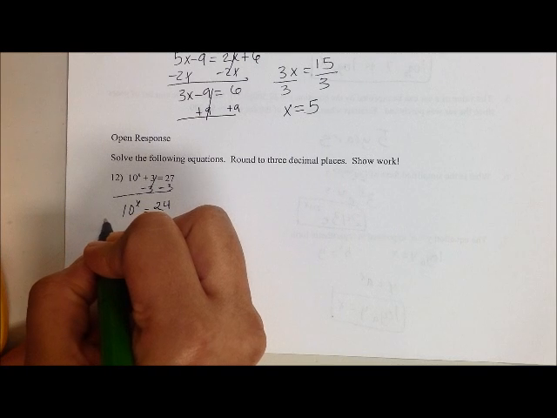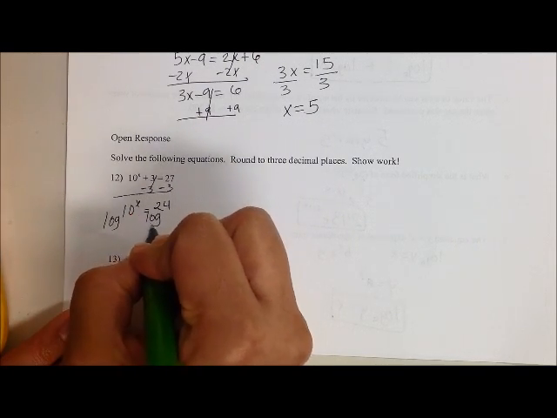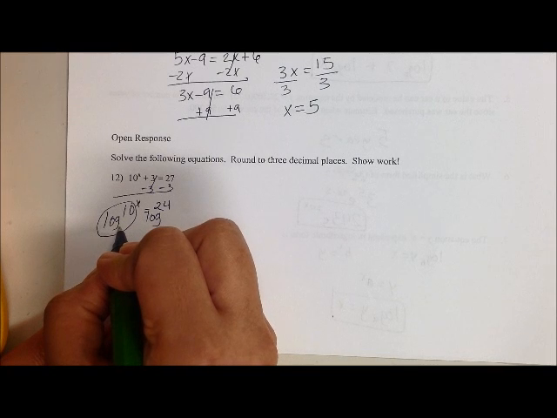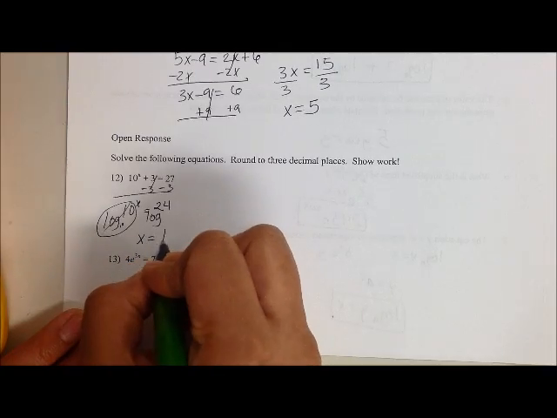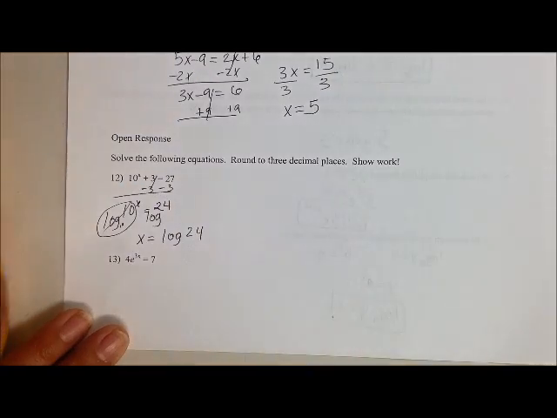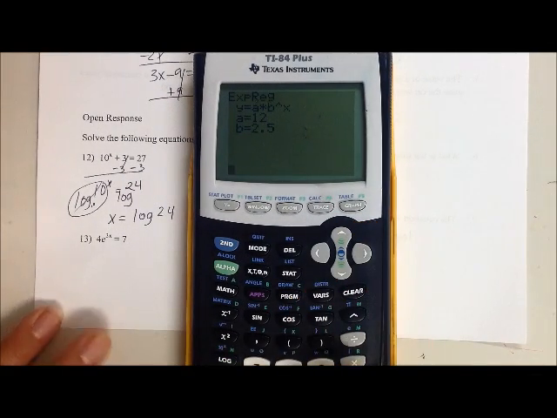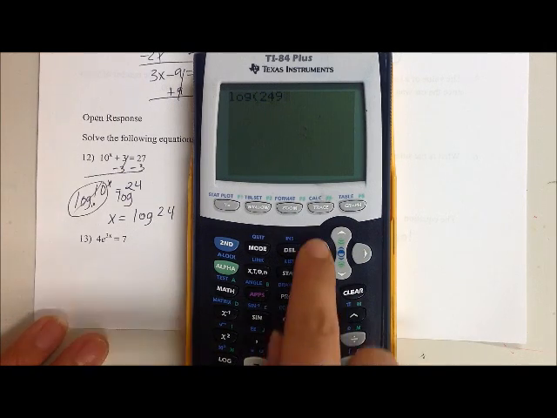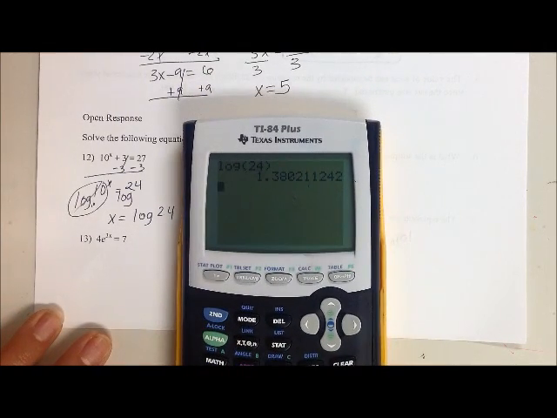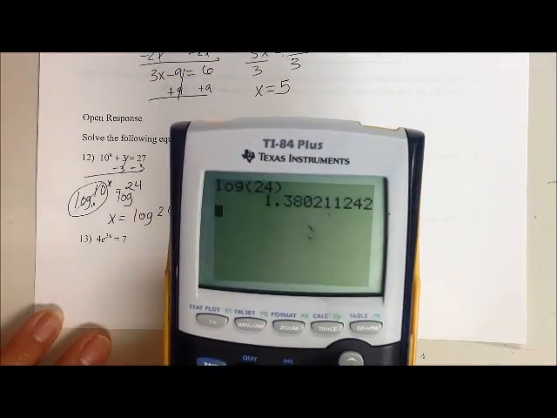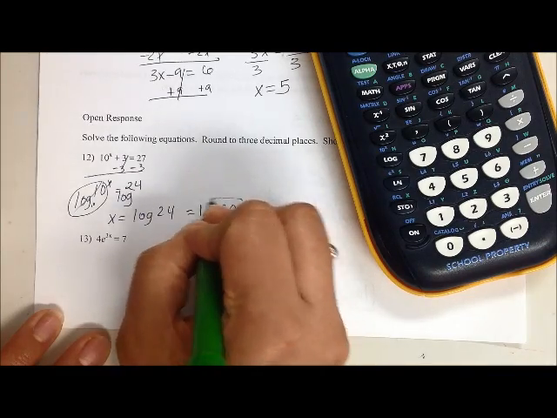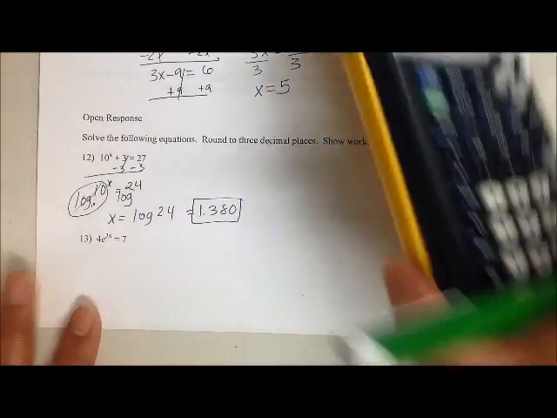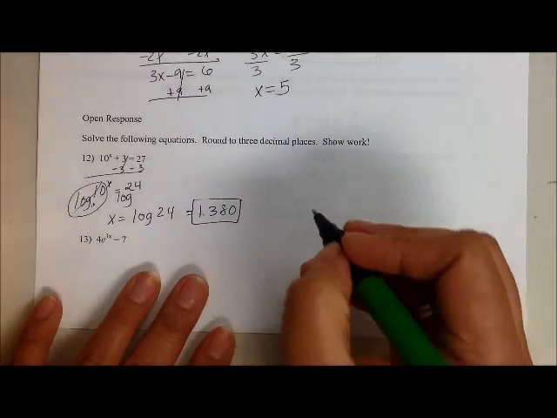The only way to get rid of this 10 is by putting a log there and a log there. I don't have to put a little number. Why? Because it's understood to be a 10 already. So this cancels already. So I get x equals log of 24. Now, that's correct, but when it's asking for them to round to the nearest 3 decimals, that means we need to plug it in. So we get this, and we get 1.380.